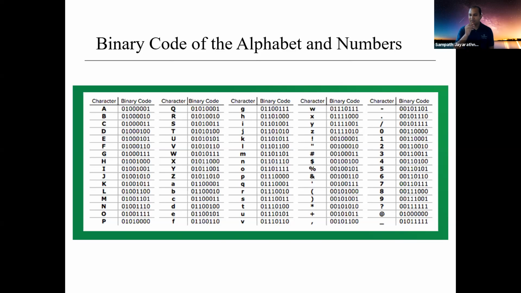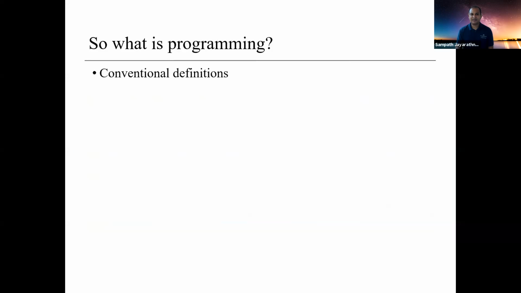That's unique. Every single thing got a unique binary code associated with it. And that's how computers know things, right? So that's how it is. So then what is programming? Then why do we need programming?